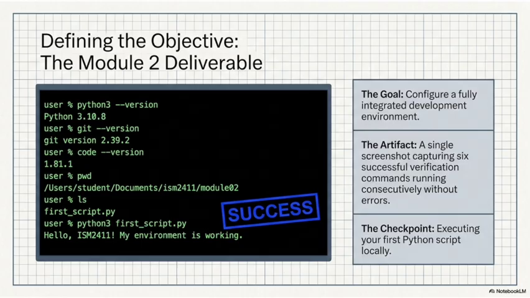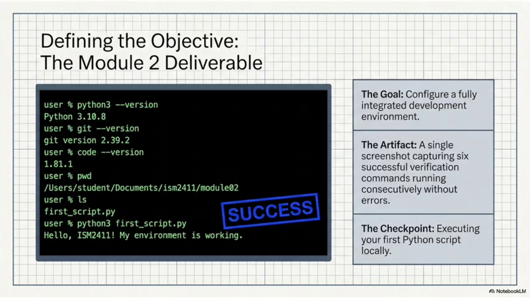The Module 2 deliverable is a single screenshot capturing 6 verification commands running consecutively without errors. Concrete proof your environment works. The goal, on the right: configure a fully integrated development environment. The artifact: a single screenshot with all 6 commands visible and all outputs clean. The checkpoint: executing your first Python script locally, seeing "Hello ISM 2411, my environment is working," printed in the terminal.